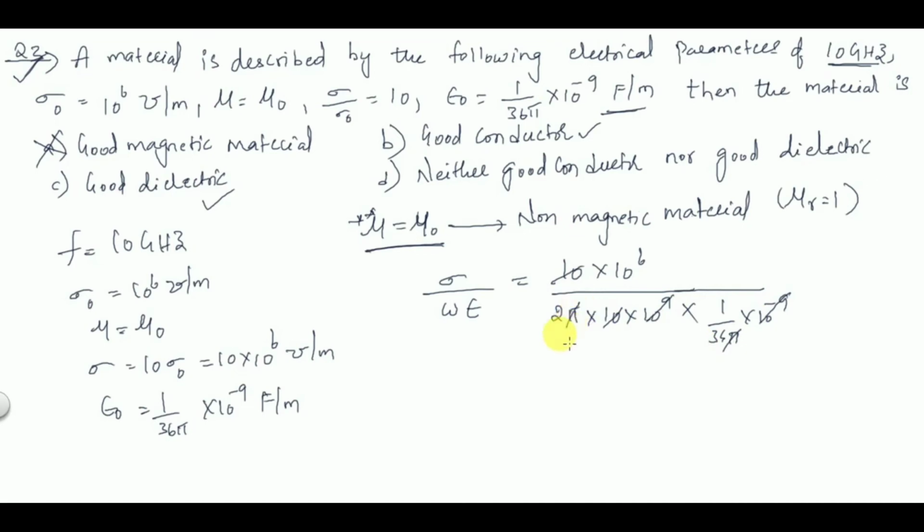Okay, so pi and pi also get cancelled. So what is left over? 18 into 10 to the power of 6. So this value is very much greater than 1.